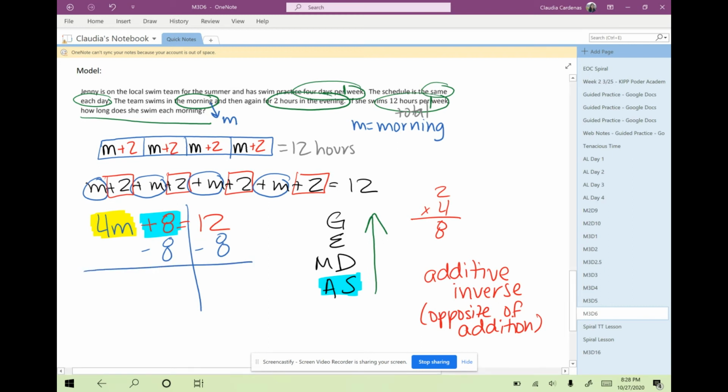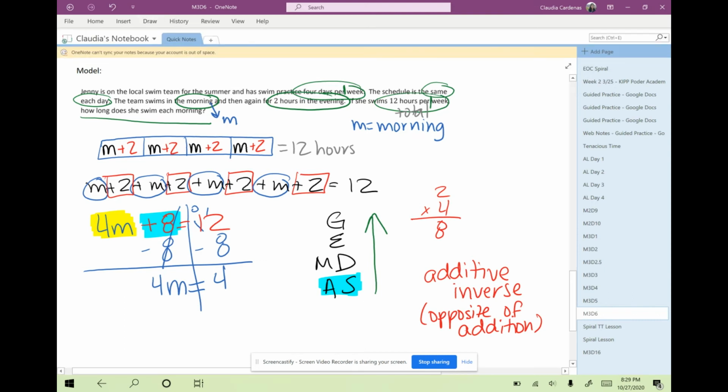Remember, getting us ready for our algebra. And I know that 8 minus 8 is 0, so I can actually just cross them out. And I'm left with 4m on the left equals 12 minus 8, which is 4 on the right. Okay. Well, what operations would we look for now?